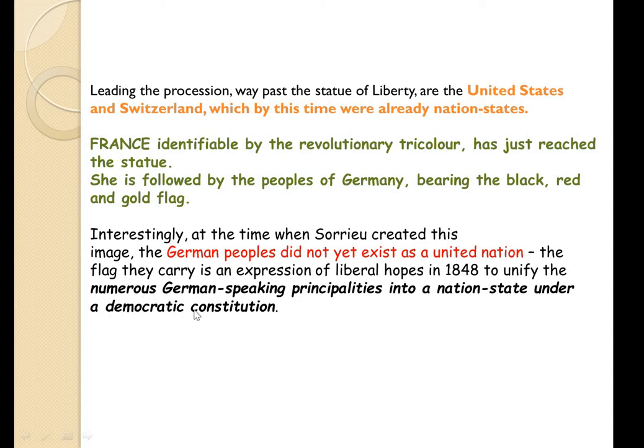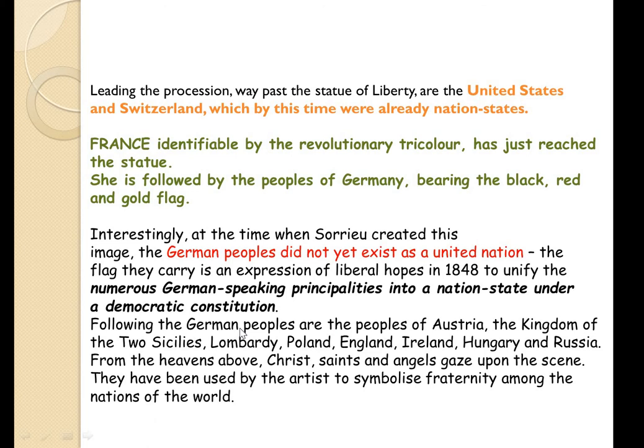There will be dialects of a particular language, different forms. The people were of different principalities, and the vision was to bring these different peoples into one nation, together under a democratic constitution. That was the vision. Now, first we have people from the United States and Switzerland, then France, then the Germans. Following the Germans are the people of Austria, the Kingdom of the Two Sicilies, then Lombardy, Poland, England, Ireland, Hungary, and Russia.